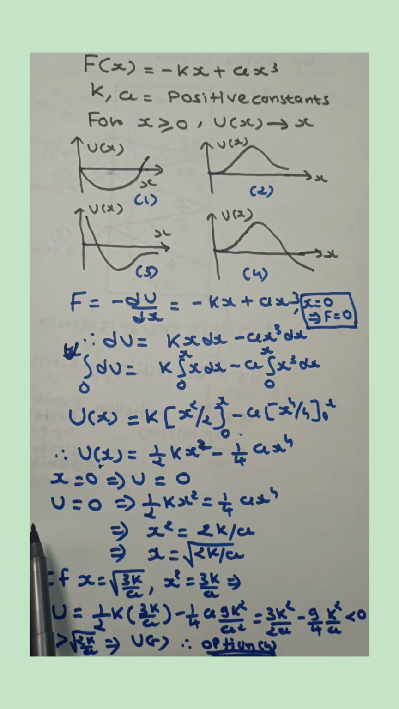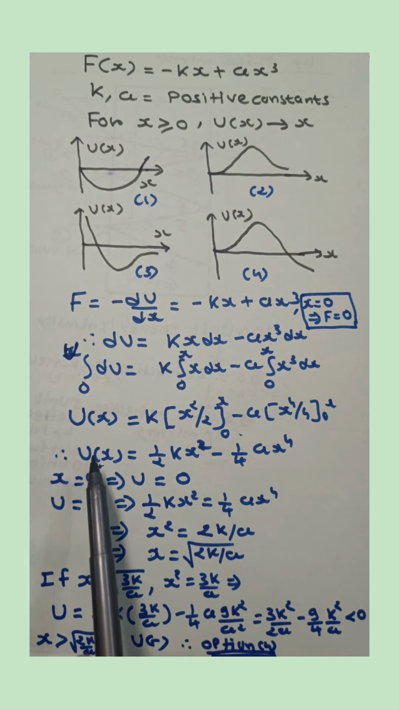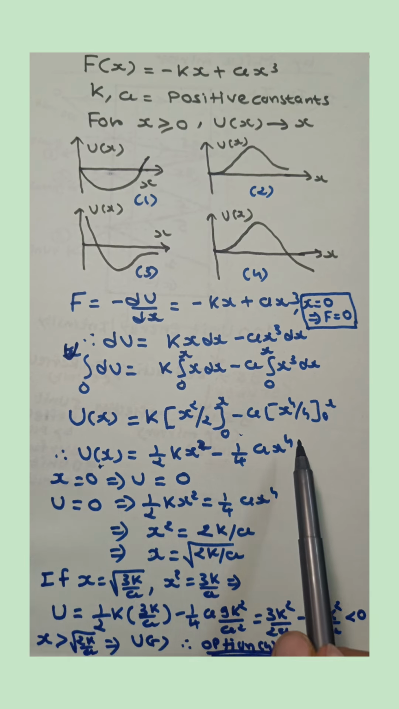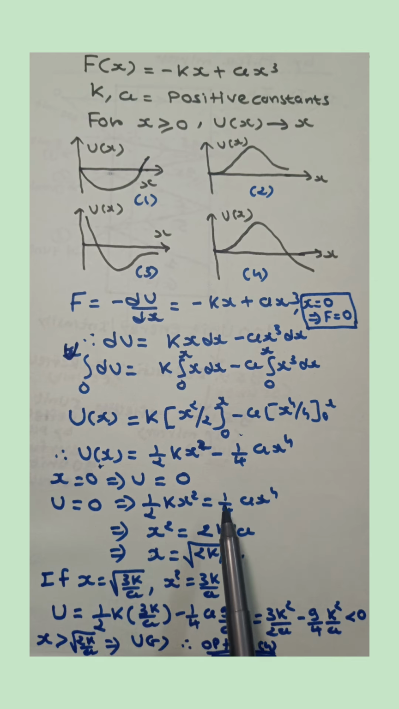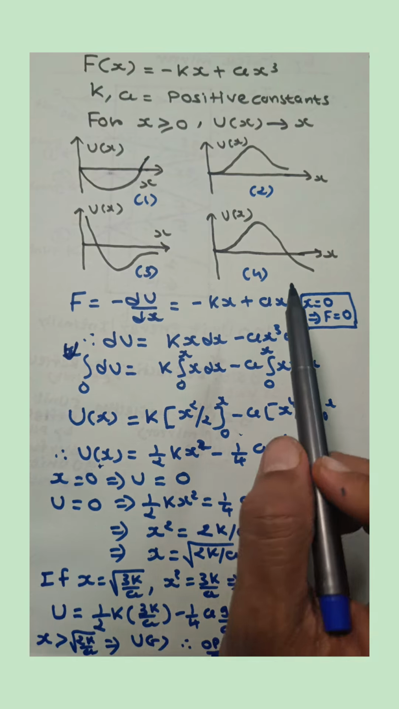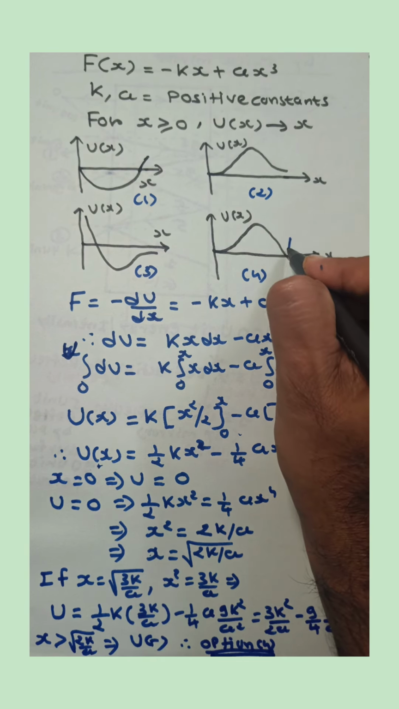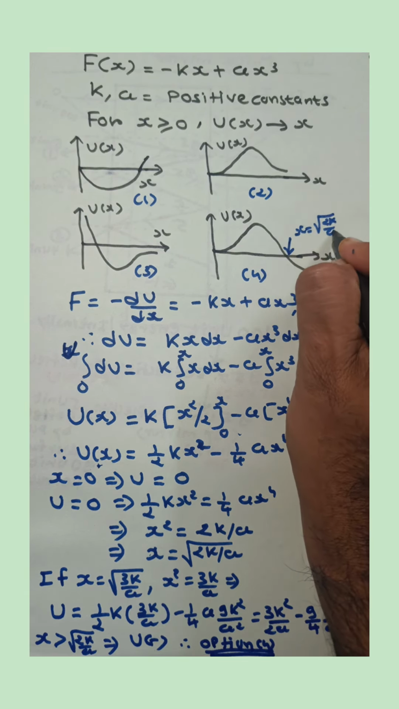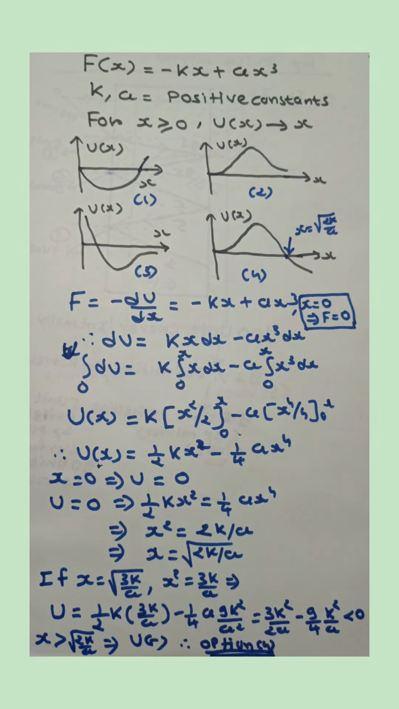Now the second value of x. When U is 0, then 0 is equal to half kx^2 minus 1/4 ax^4. So half kx^2 is equal to 1/4 ax^4. By simplification, x is equal to root of 2k/a. It means when x is root 2k/a, the potential energy is 0. And that is possible in this graph. See here, at this point, x is equal to root 2k/a, and here the potential energy is 0.